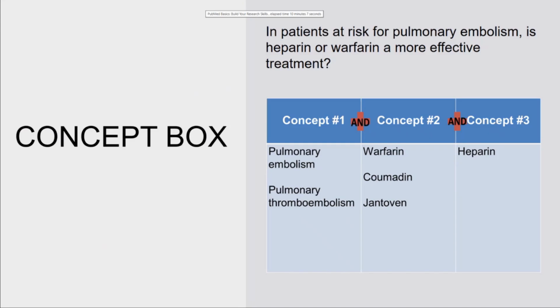To use concept boxes, you're going to write out your question. For example, in patients at risk for pulmonary embolism, is heparin or warfarin a more effective treatment? And from that question, you're going to pick out what the main concepts are that have to show up in your articles to be able to answer that research question. So in this case, it's going to be pulmonary embolism, second one's warfarin, and the third one's heparin.